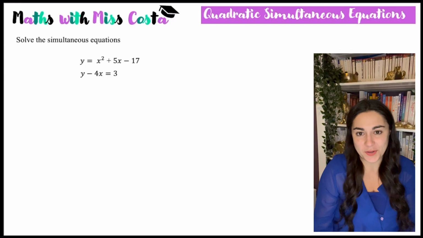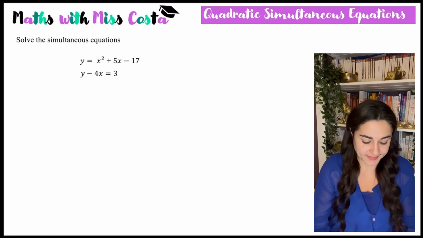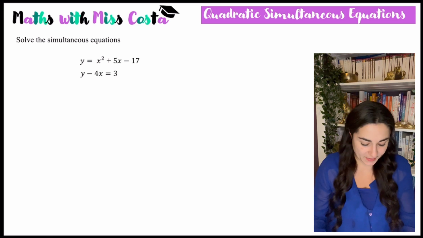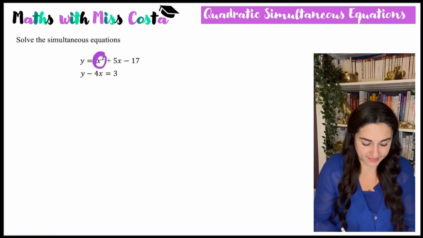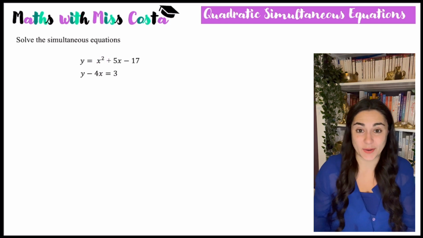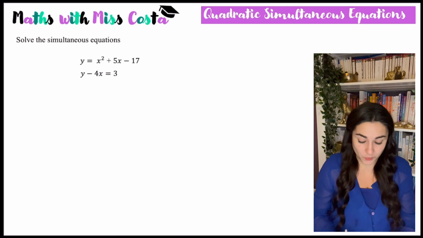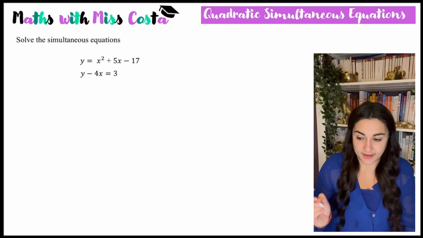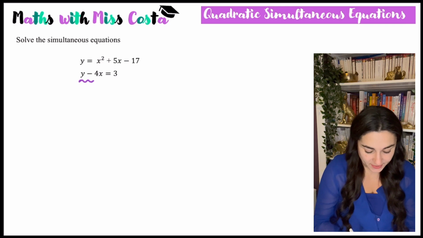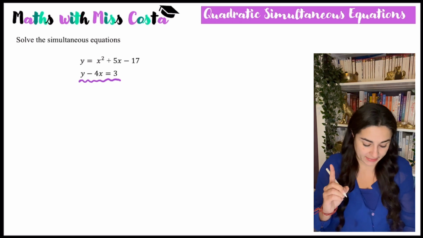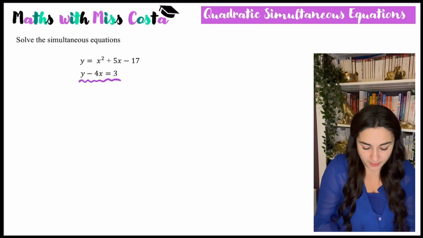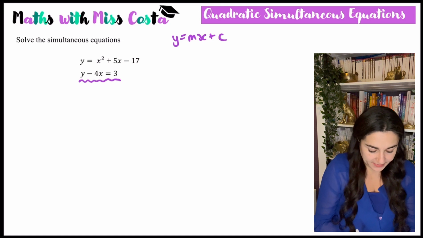Okay, so to begin with, we've got this question which asks us to solve the simultaneous equations. Now, as you can see, one of them has an x squared in it, so that means that I'm dealing with a quadratic equation. So when I've got a quadratic and a linear equation, what I can do is substitute the linear equation into the quadratic. So first of all, what I want to do is rearrange the linear equation into the form y equals mx plus c. So let's rearrange this.